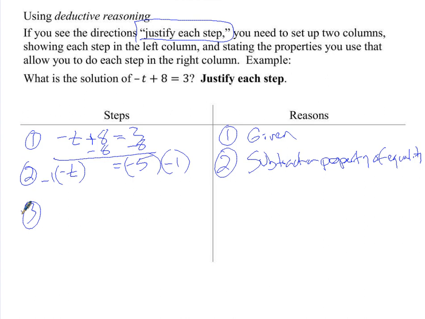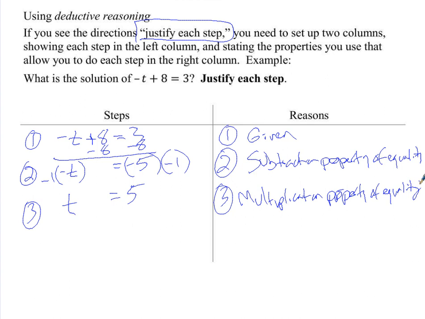Step 3, what will I wind up with on the left-hand side? Positive t. Negative 1 times negative t is positive 1t, or just t. Equals what on the right-hand side? Positive 5. And what allowed me to do that? What did I do? I multiplied, so I'm going to have the multiplication property of equality. Okay, am I at my answer? Yeah, I have just t equals some stuff. t equals 5 is my answer, so I'm done. That is how you do a proof. This is called an algebraic proof.